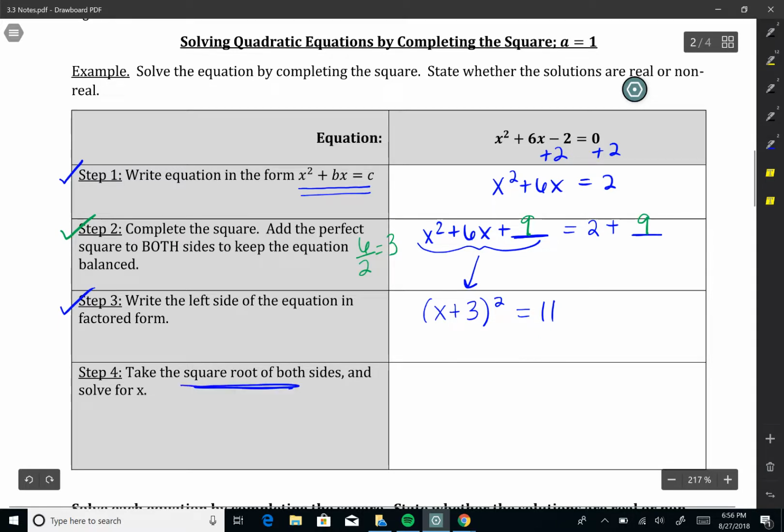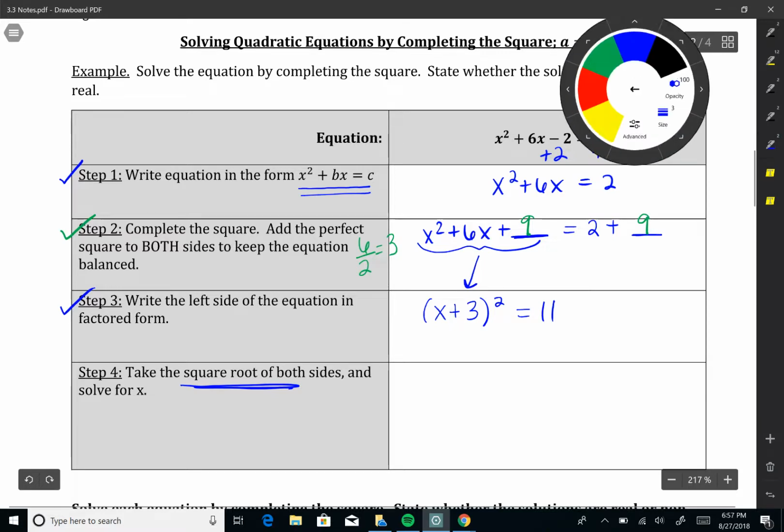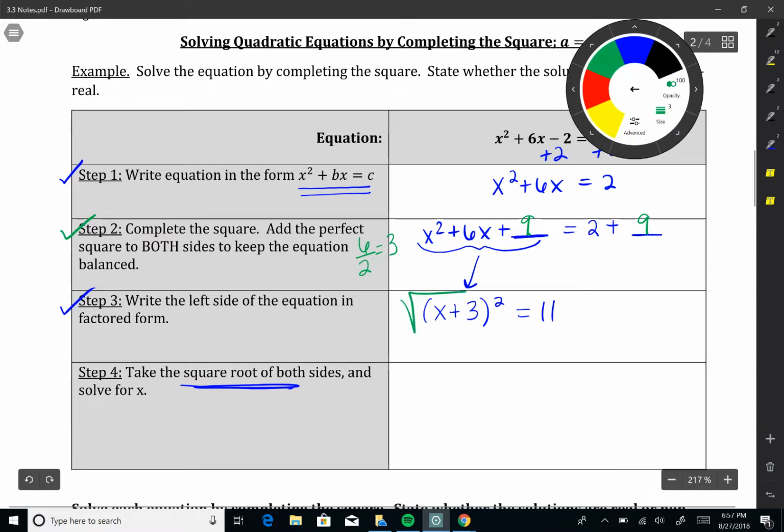Take the square root of both sides, because what I have is a perfect square here on the left, x plus 3 quantity squared. If I want to undo the square, I can take the square root. And so that's going to cancel out. This radical cancels that squared. So all I'm left with on the left is x plus 3. On the right, I have to account for my positive or negative square root of 11.